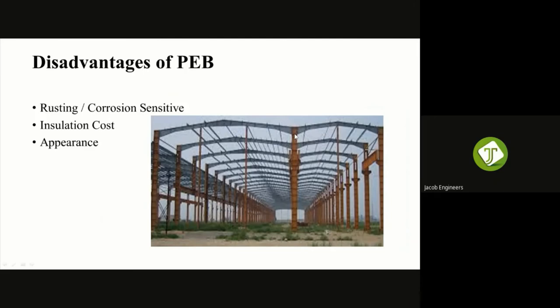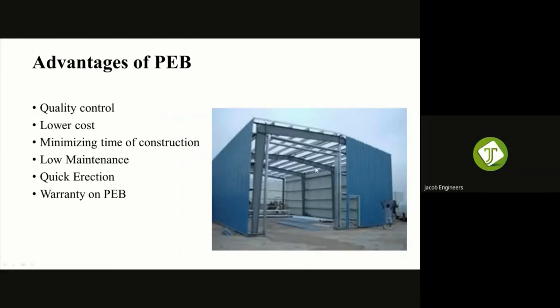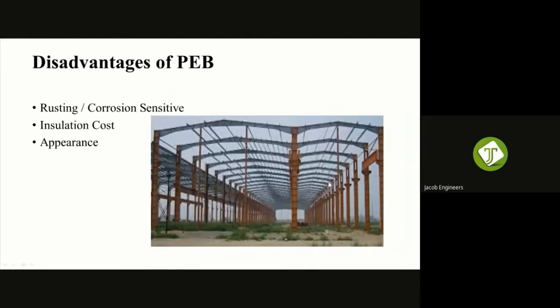And insulation cost. Here you are using thin roof sheets, but in the case of a concrete building, you have a solid slab. It will resist some temperature effects and provide insulation automatically. But here, you need to have proper insulation because thin roof sheets alone can't resist the temperature. So you need a false ceiling. And if it is an auditorium, you need acoustic effect walls and roofs. So insulation costs more here. And your appearance is like a skeleton. If it is uniform, it will be a good structure, just like a skeleton.